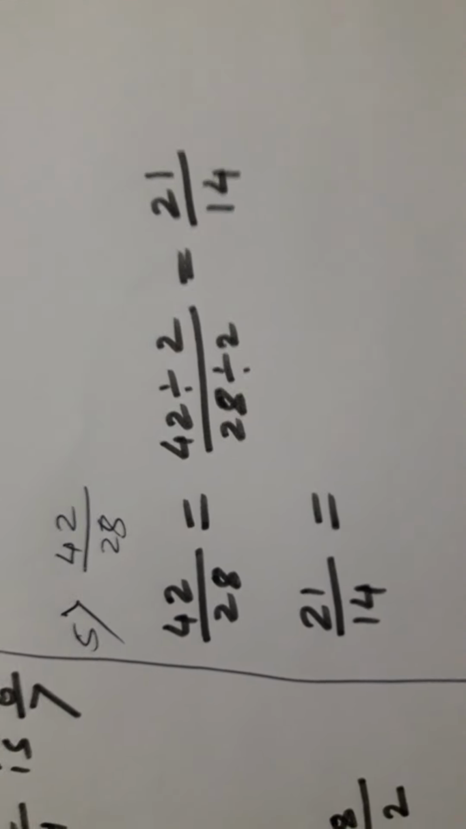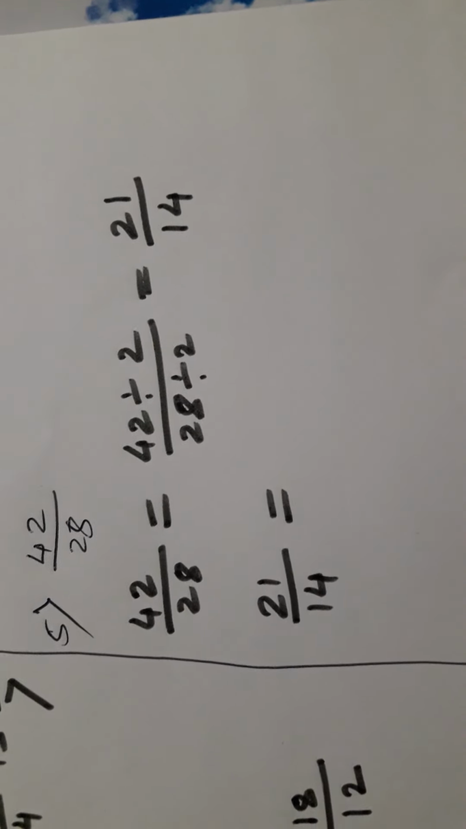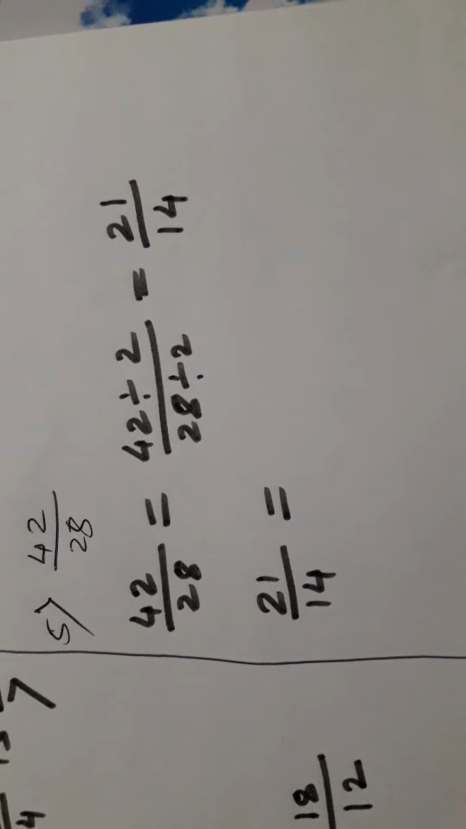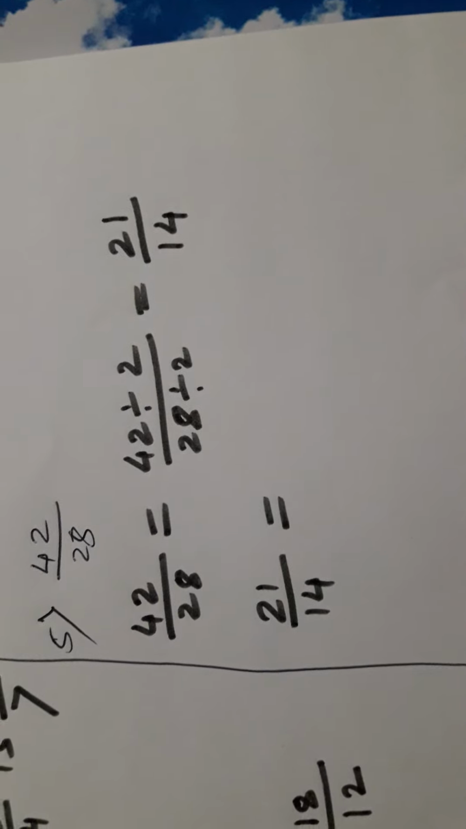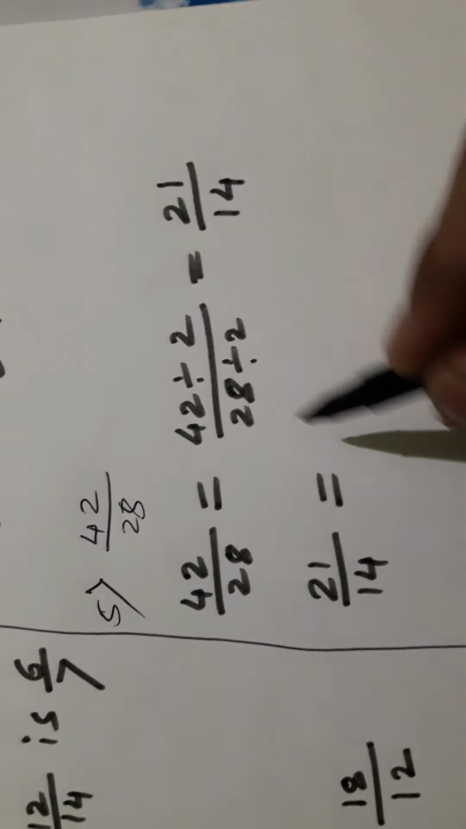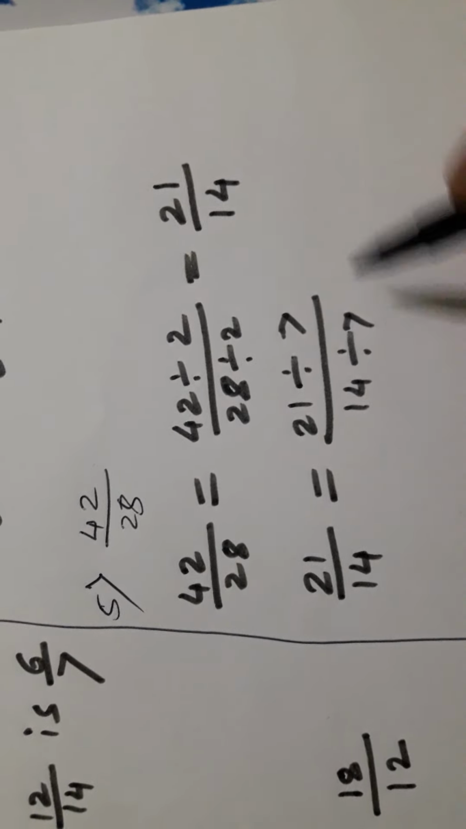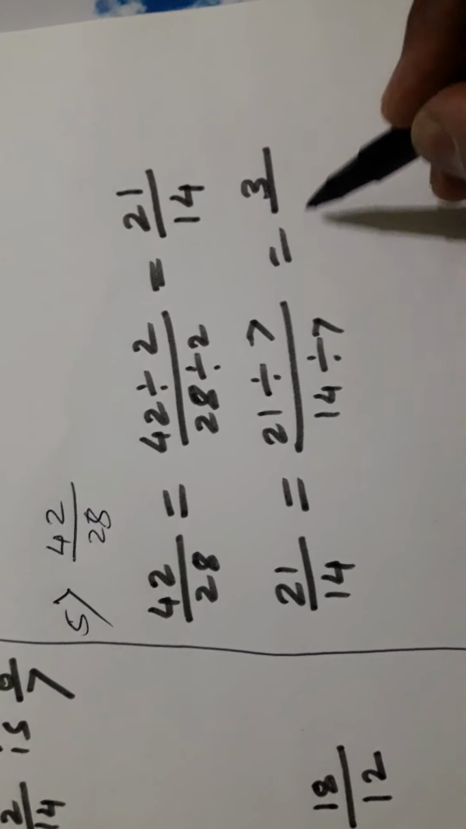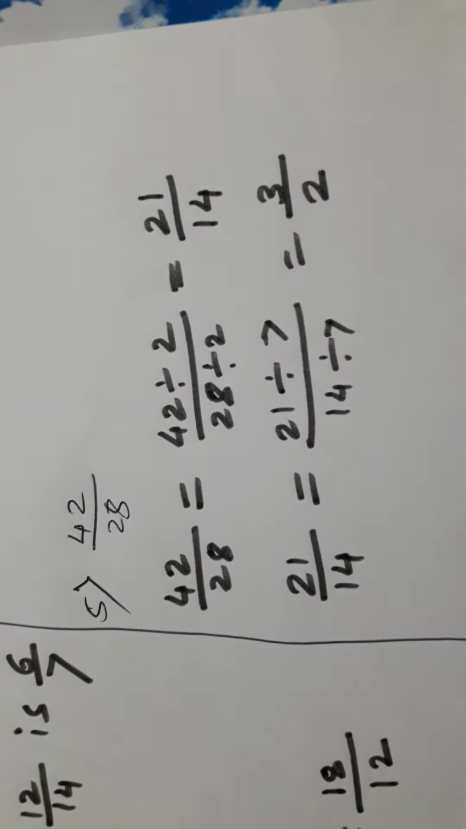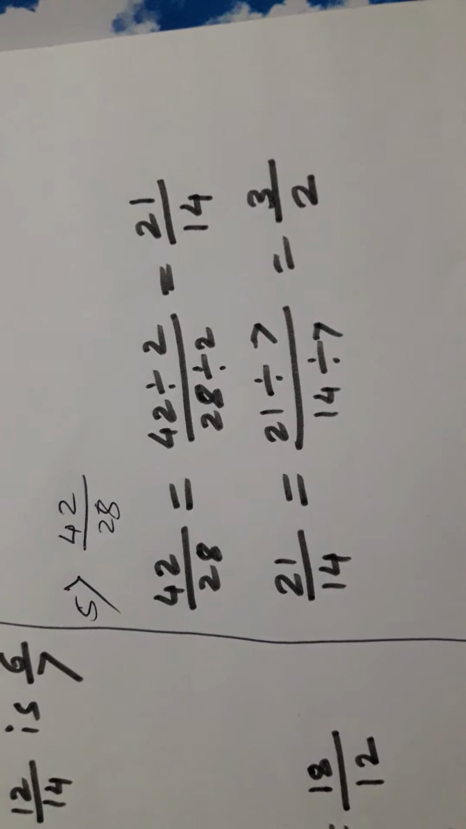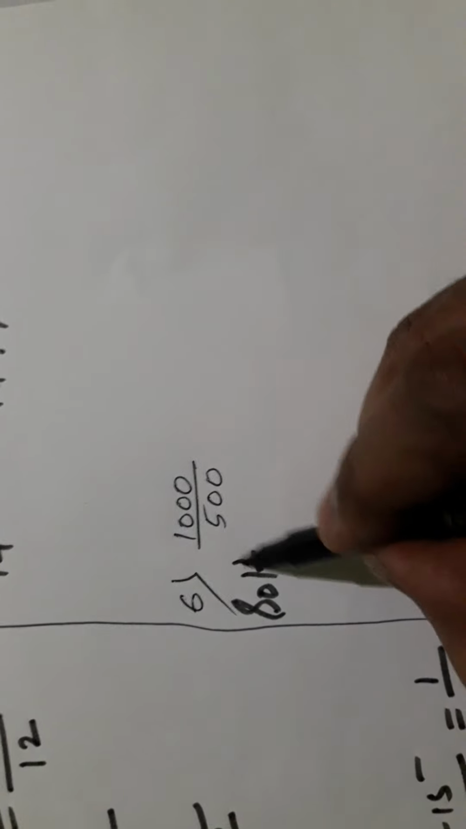21 and 14, see 21 is not coming in the table of 2, 14 is going to come in the table of 2. Then think about 3, no, 4, no, 5, no, 6, no, 7, yes, it is possible. 21 divided by 7, 14 divided by 7. 7 3s are 21, 7 2s are 14. We got the answer 3 upon 2. This is the simplest form of 42 upon 28.